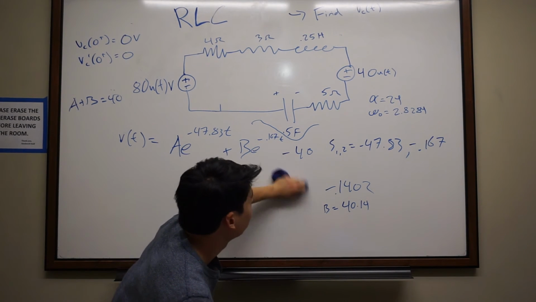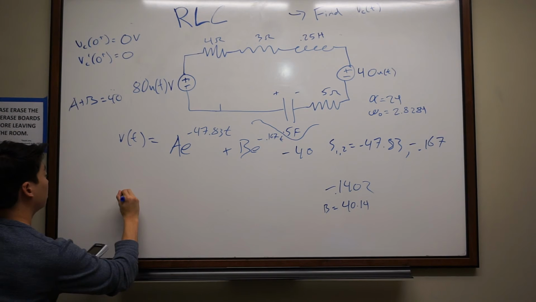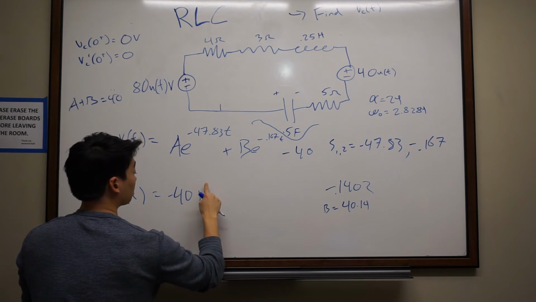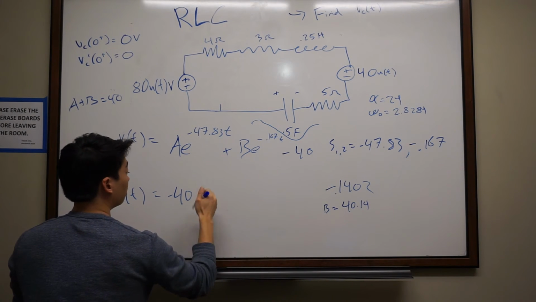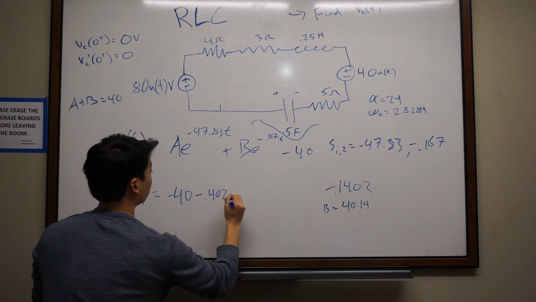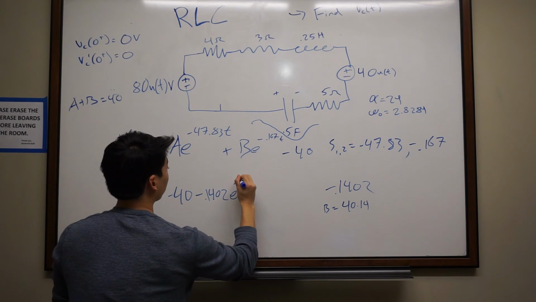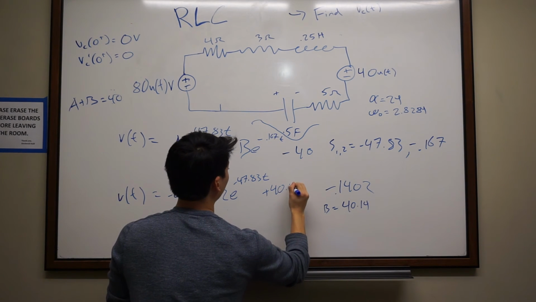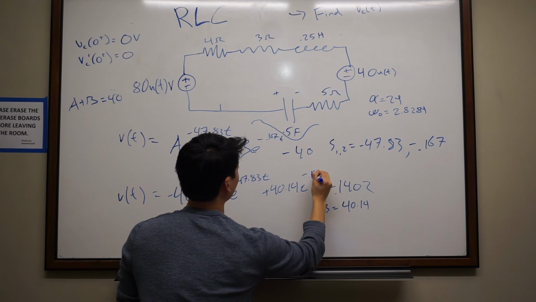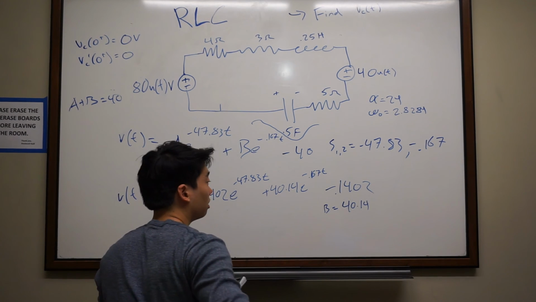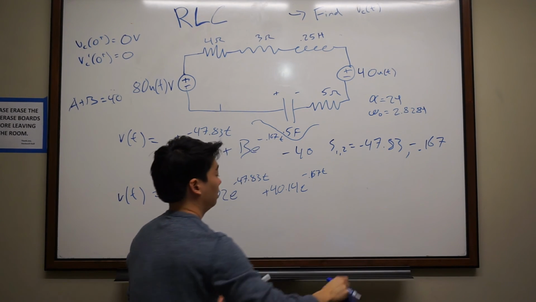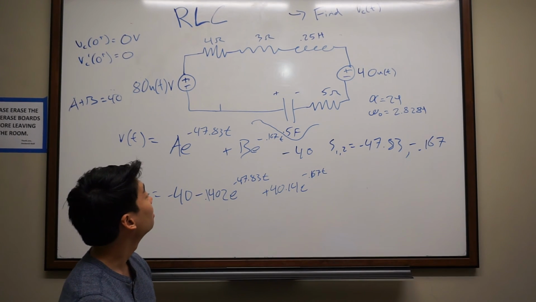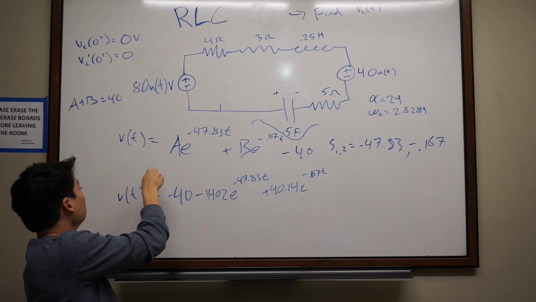Okay, so now we can write our final equation as V of t is equal to negative 40 minus 0.1402 e to the negative 47.83t plus 40.14 e to the negative 0.167t. Yeah, so sorry for the cut in the middle, but this should be it.